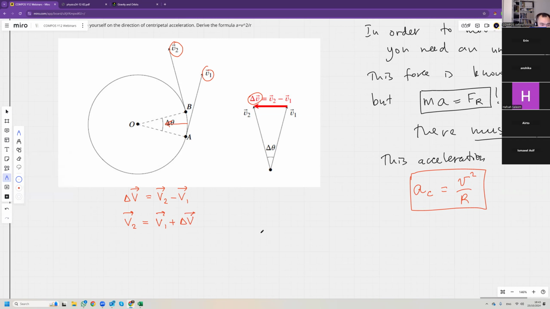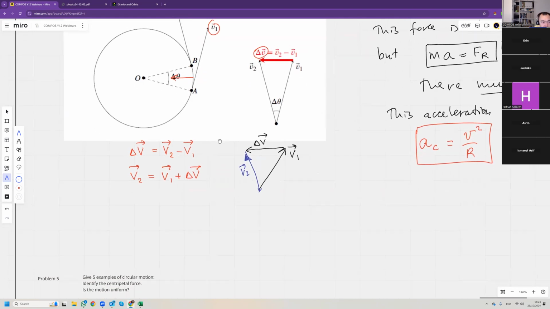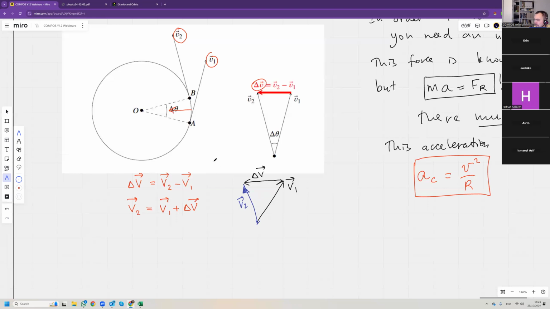So what is v1? Well, v1 is this. Delta v is this. And this is v2, because v2 is v1 plus delta v. Do you see that? These are vectors. And therefore, yeah. So I hope this is more convincing. Is it? Please let me know.